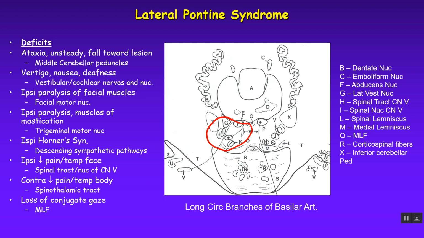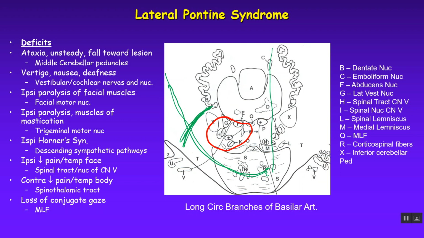You see ataxia, unsteadiness, disequilibrium, and balance problems, because this big structure here is the middle cerebellar peduncle. So this is where you have motor fibers coming down, sending signals across from the pontine nuclei over to the cerebellum. You're going to damage some of those fibers, and that's going to cause incoordination, okay?